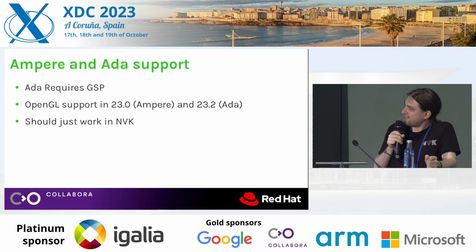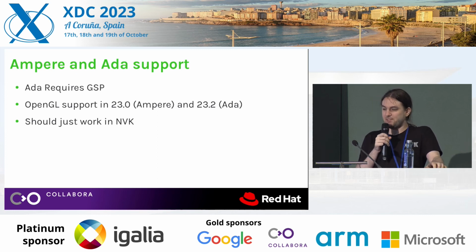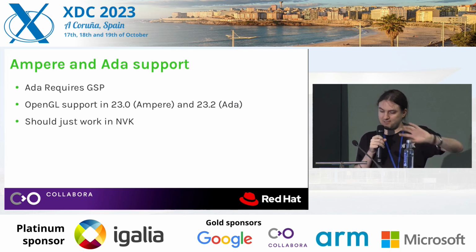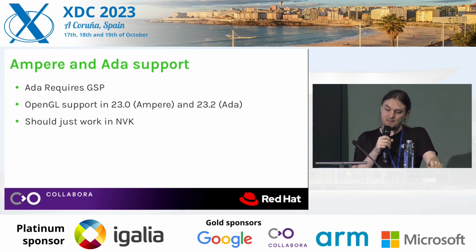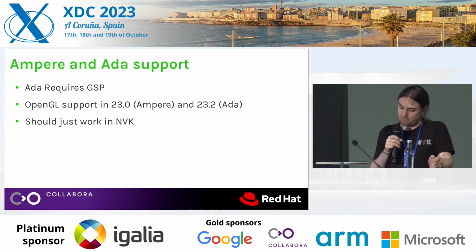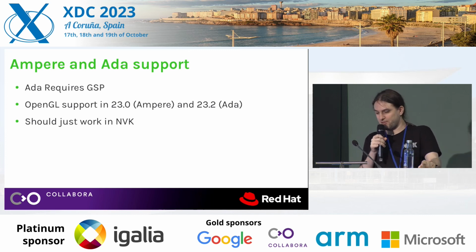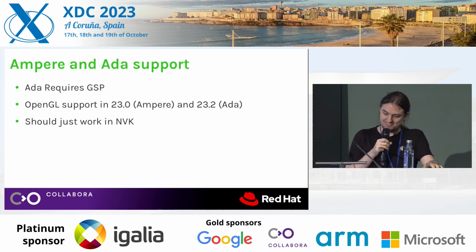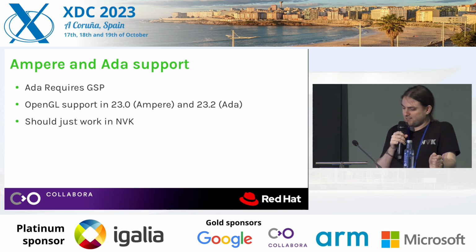Yes, and this kind of gets us to Ada support and also Ampere. Ada will require GSP because NVIDIA won't give us the old style firmware files we used in the past. So yeah, Ada support has to wait a little more until all those patches are merged and the distributions figure out their firmware stuff. OpenGL support is merged for Ampere in 23 and for Ada in 23.2. I've tested it locally with GSP. You can't test it, but it's in Mesa, so you just have to wait. And it also should just work in NVK once that's there.